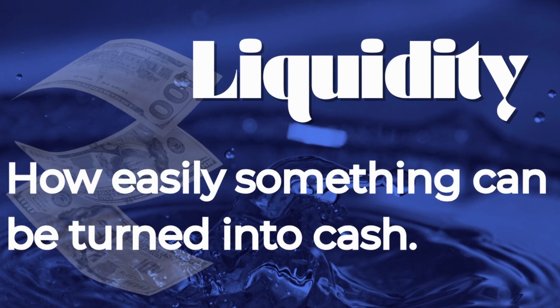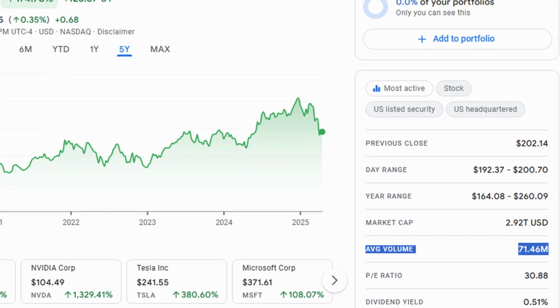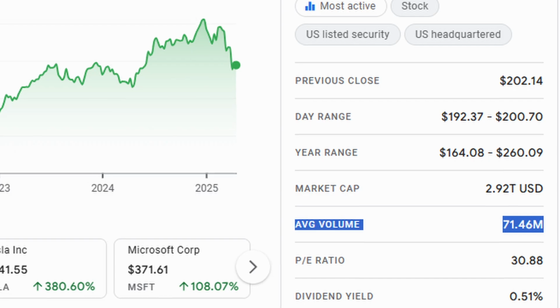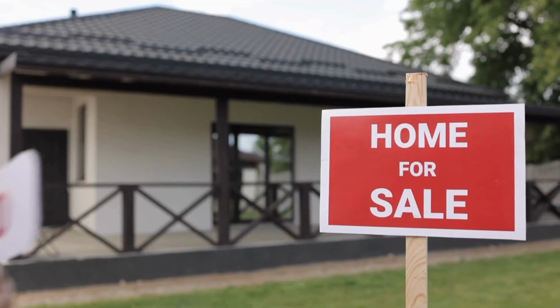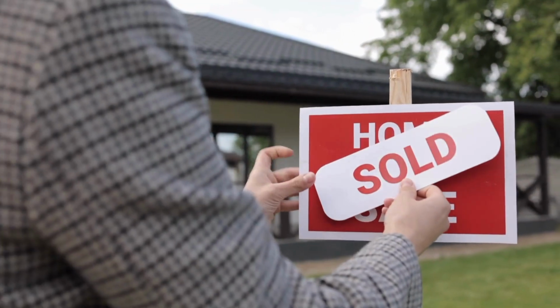Liquidity. Liquidity is how easily something can be turned into cash. An example of this would be Apple stock. It has a high level of liquidity because there's lots of people in the market wanting to buy Apple stock today. A house, maybe not so much. You have to find a real estate agent, list it on the market for perhaps a couple of months to find the right buyer. So it has much lower liquidity.